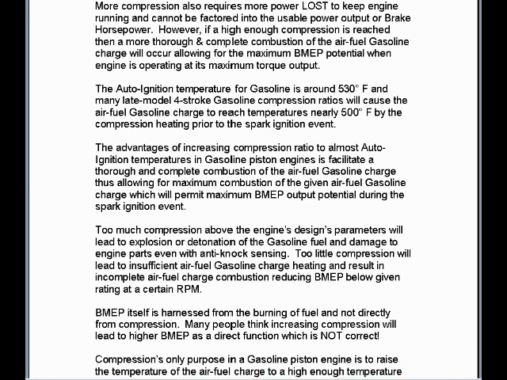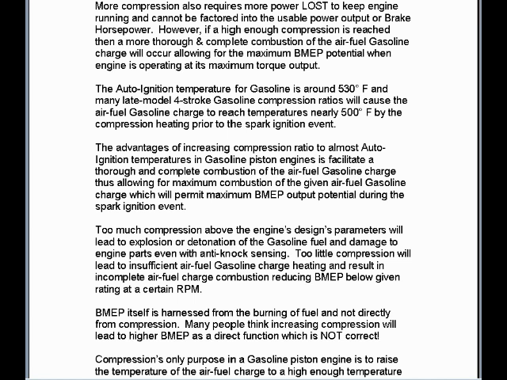Too much compression above the engine's design parameters will lead to explosion or detonation of the gasoline fuel and damage to engine parts, even with anti-knock sensing. Too little compression will lead to insufficient air-fuel gasoline charge heating and result in incomplete air-fuel charge combustion, reducing BMEP below the given rating at certain RPM. This also will result in unburnt gas exiting the exhaust manifold.